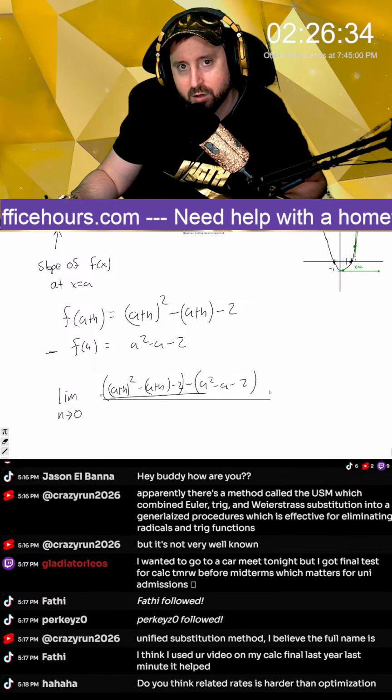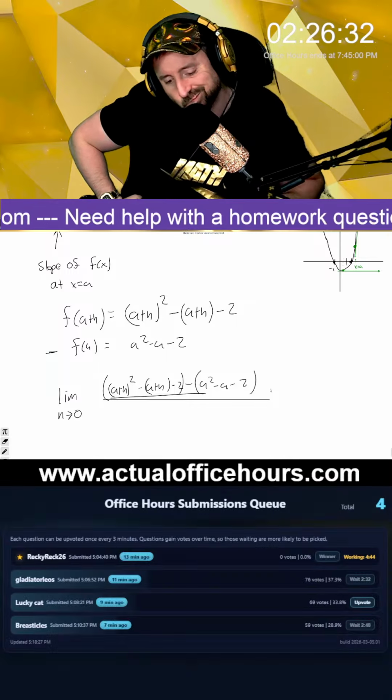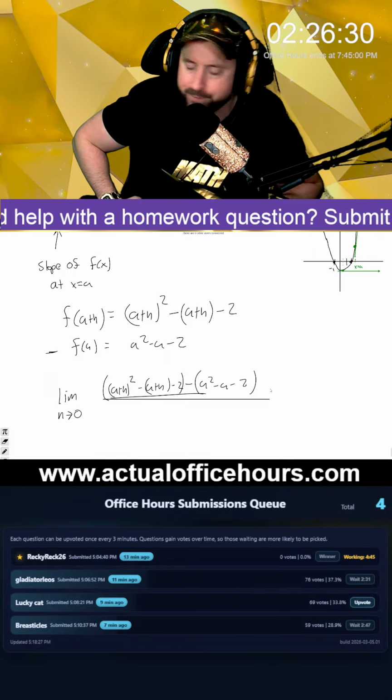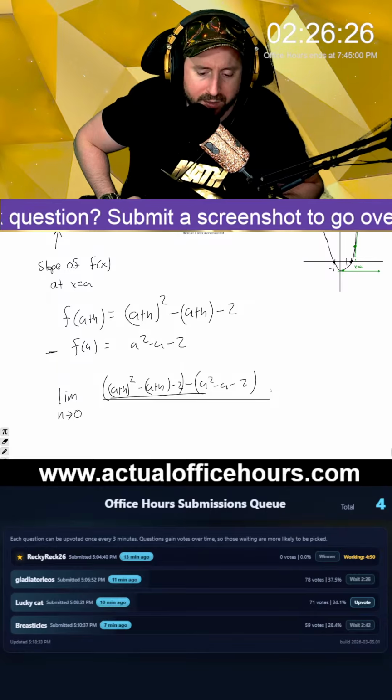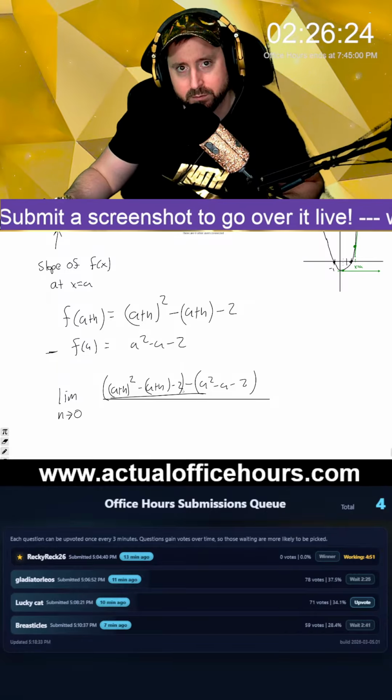Do I think related rates is harder than optimization? I think they're probably about the same. I think related rates is probably a little bit harder.